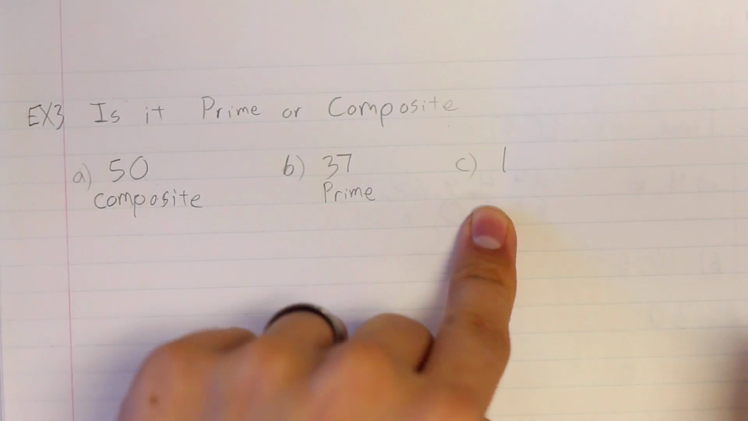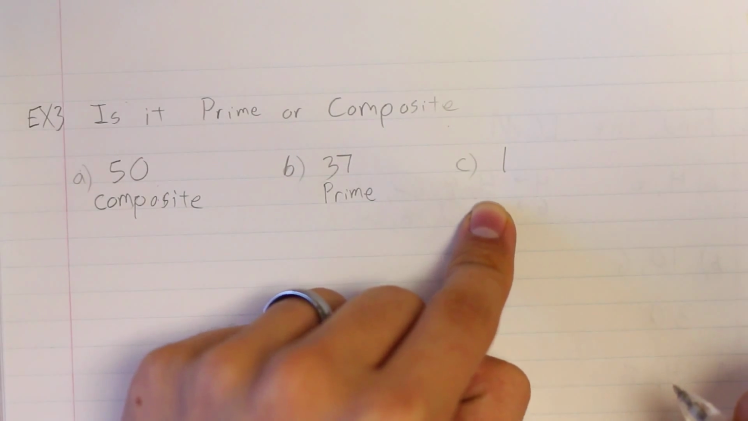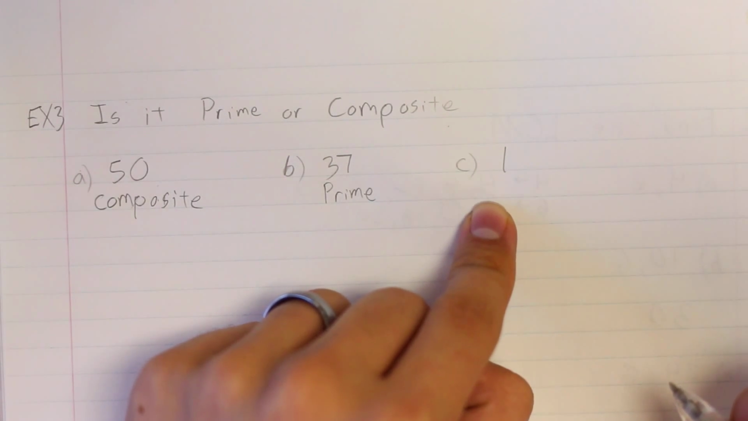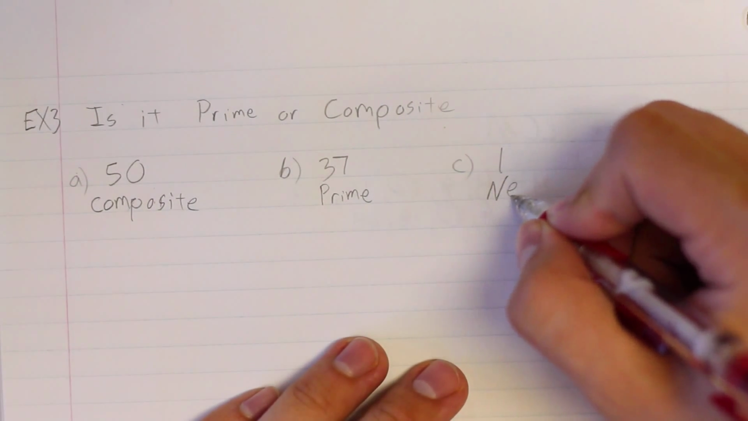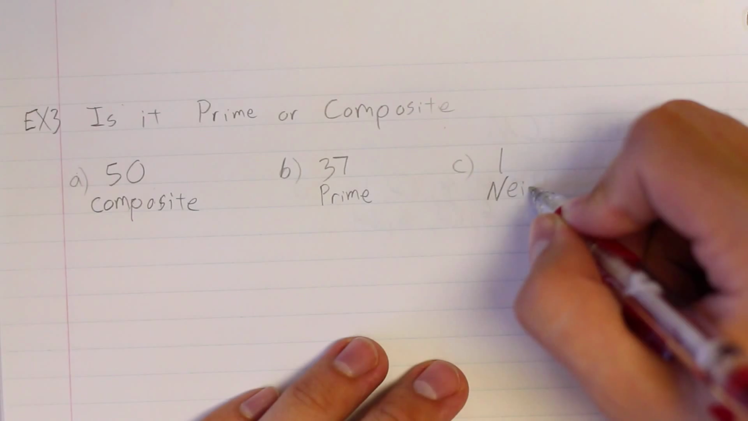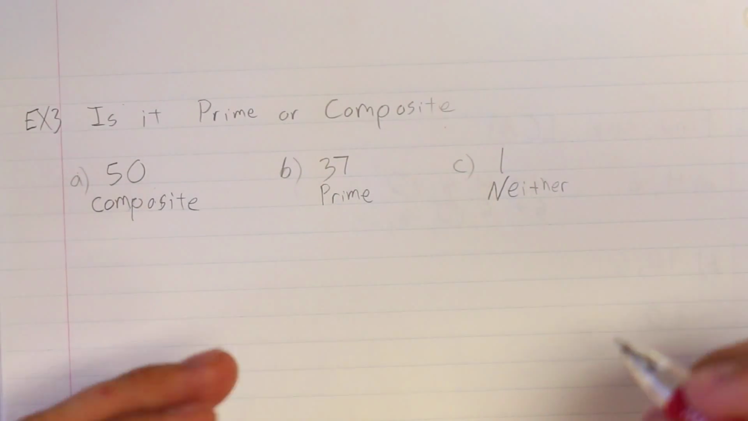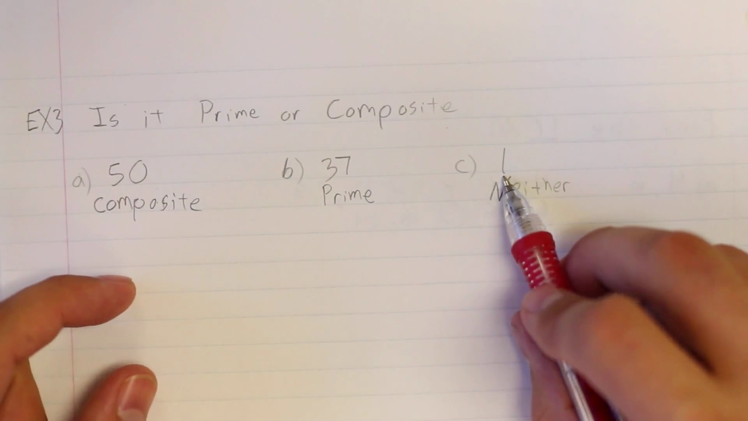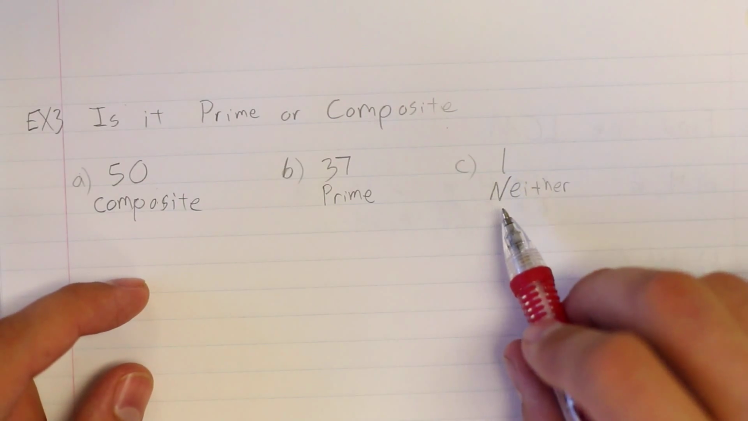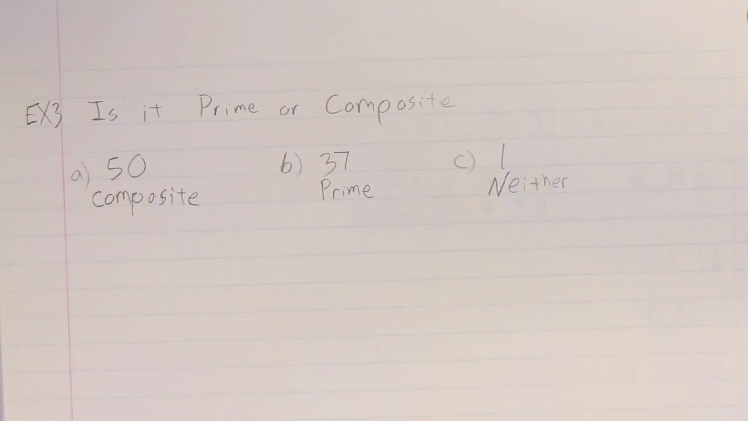Now 1. Some people think 1 is prime, but it is not. And you're thinking, is it composite? No, it's not. It is actually neither. 1 is a special case. It is neither prime nor composite. Because if you say 1 and itself, well, 1 is itself, so it just doesn't work. So 1 is not prime, it's not composite, it's neither. So that's what you would put there, okay? So those are some examples there.